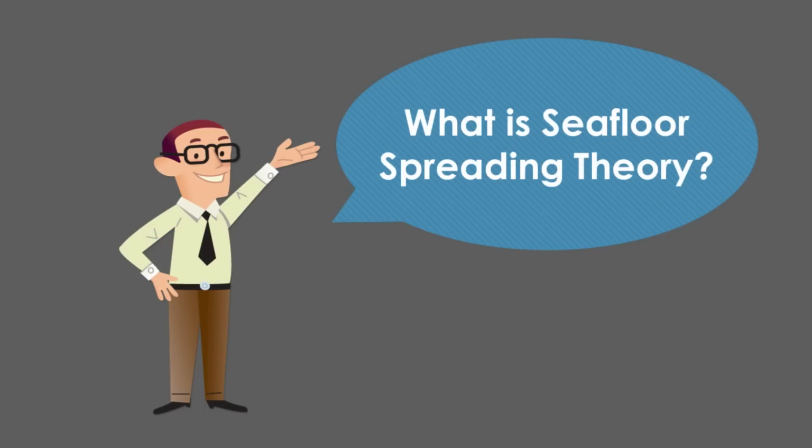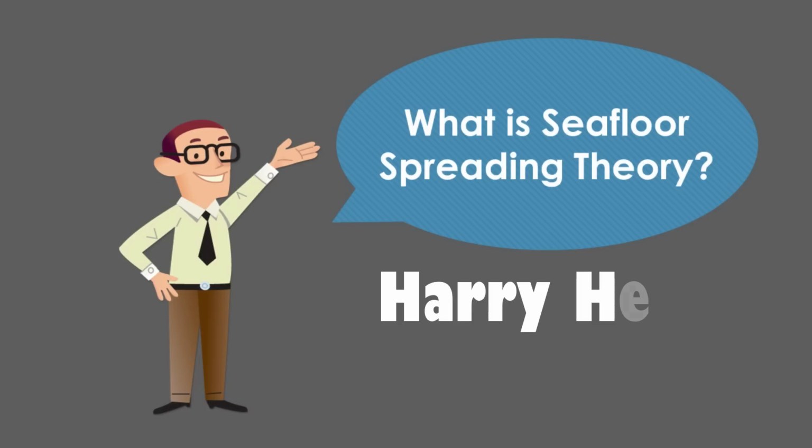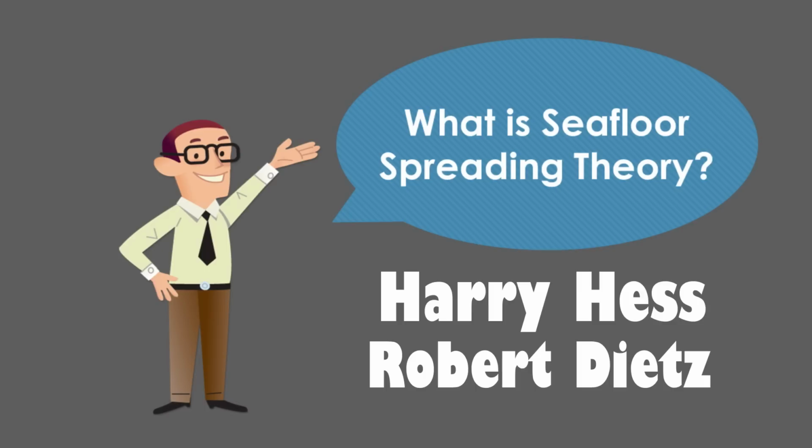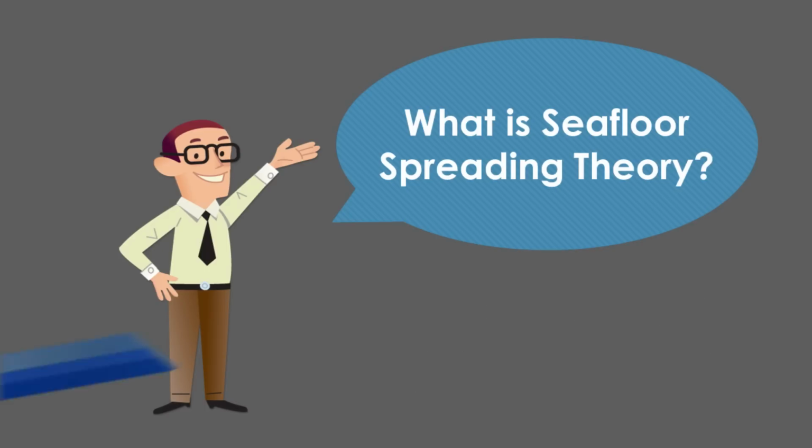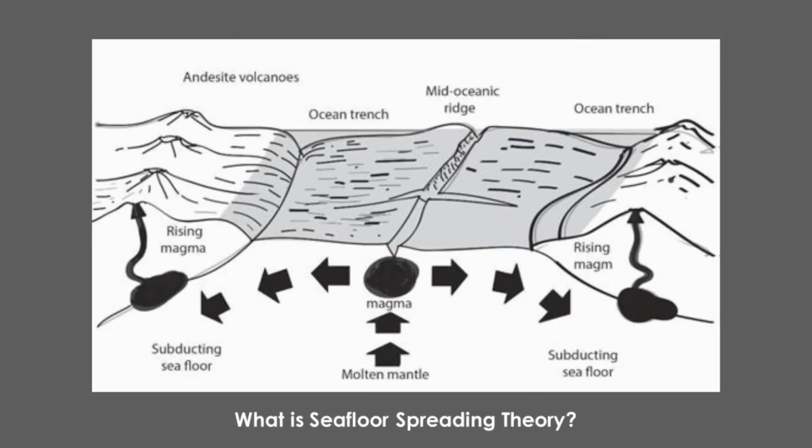It is the answer of scientists Harry Hess and Robert Dietz to continental drift's flaw, an explanation as to how the continents drifted. According to this theory, hot, less dense material from below the Earth's crust rises towards the surface at the mid-ocean ridge. This material flows sideways, carrying the seafloor away from the ridge and creates a crack in the crust. The magma flows out of the crack, cools down, and becomes the new seafloor.